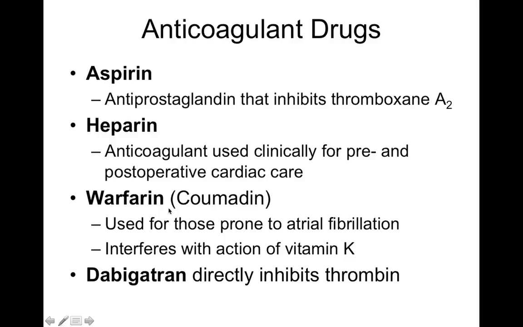Otherwise, there's another one called warfarin or Coumadin. This one's used for people who are prone to AFib. We talk about atrial fibrillation, where the atria of your heart just kind of quiver. That leads to turbulence in the heart that can lead to blood clots. In fact, this is one of the most common drugs to overdose on, warfarin or Coumadin. People who are on this can overdose more easily than some other drugs, and then they could have uncontrollable bleeding, if that makes sense.